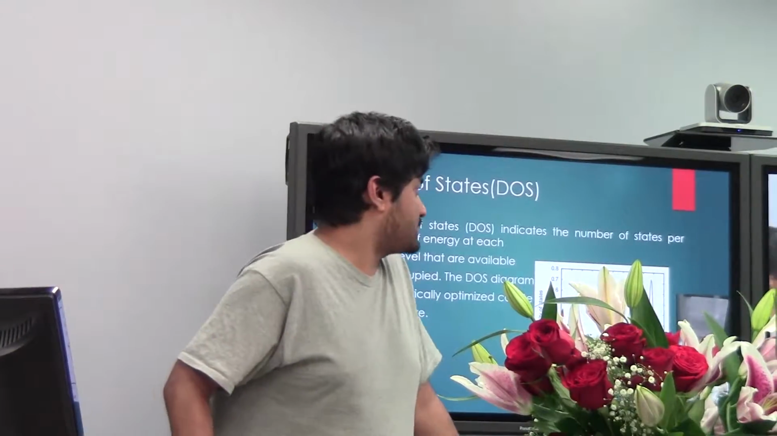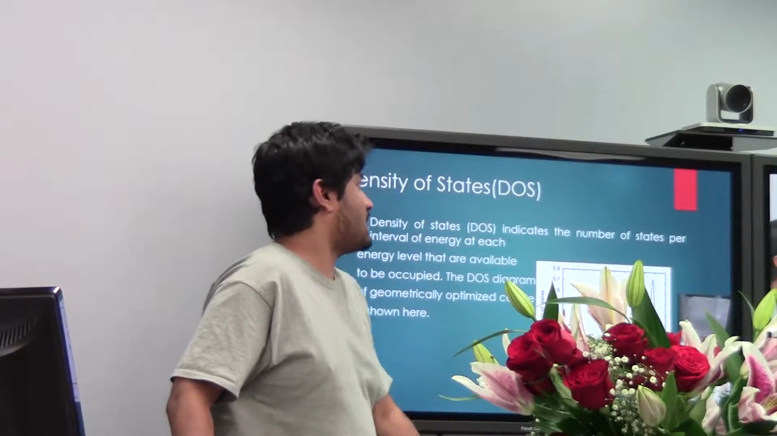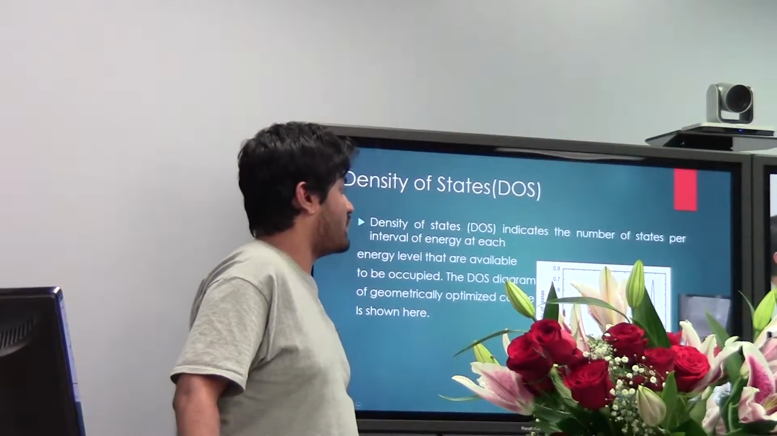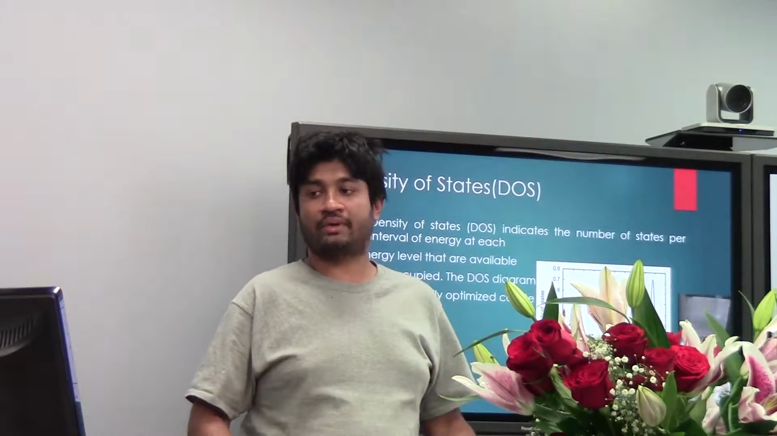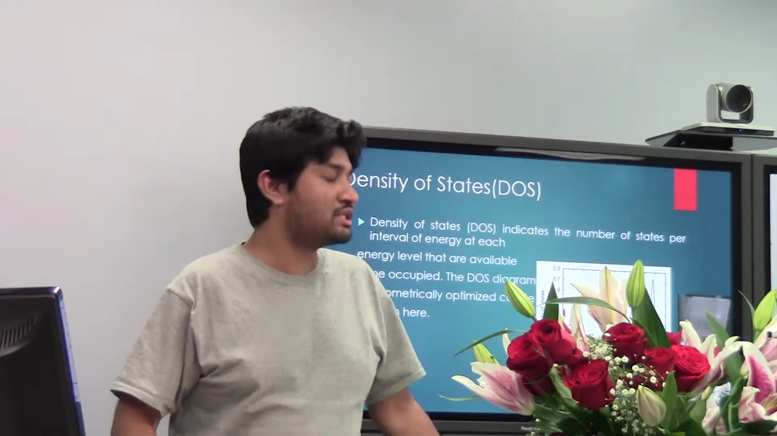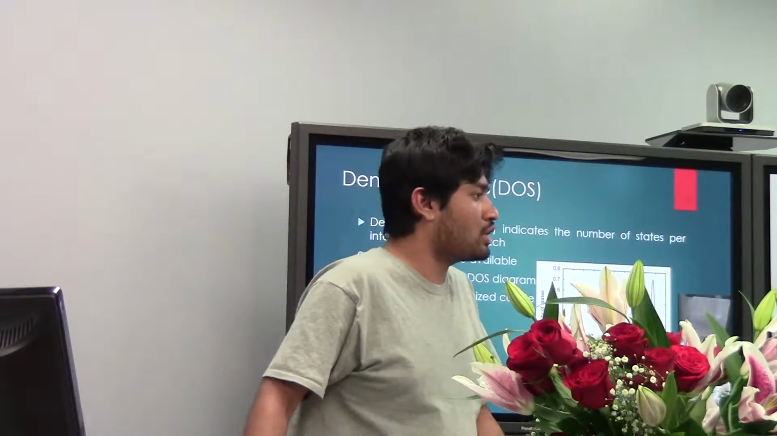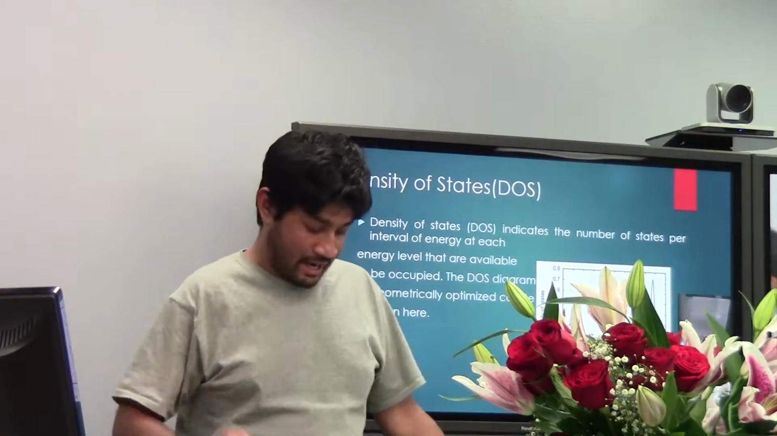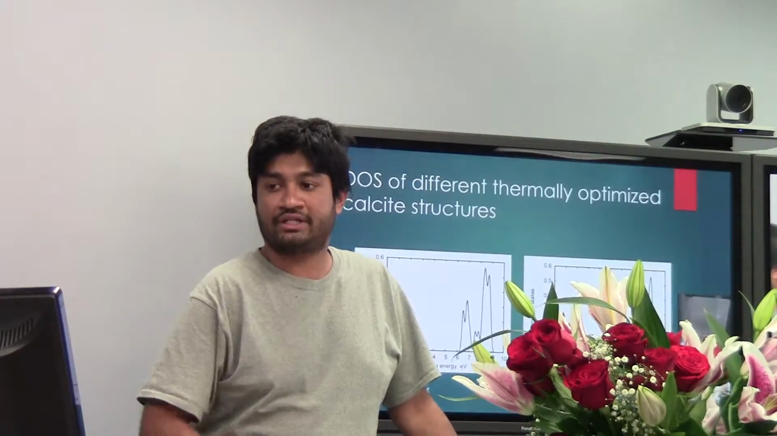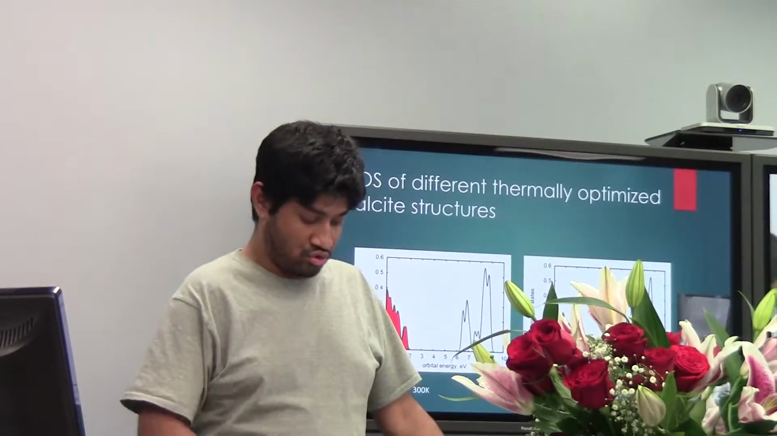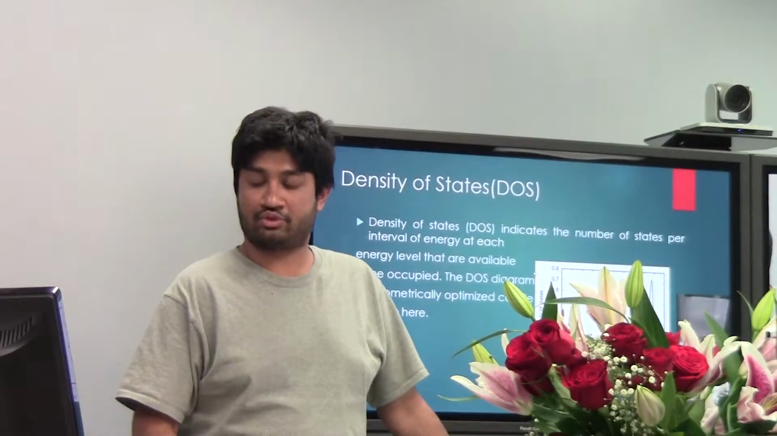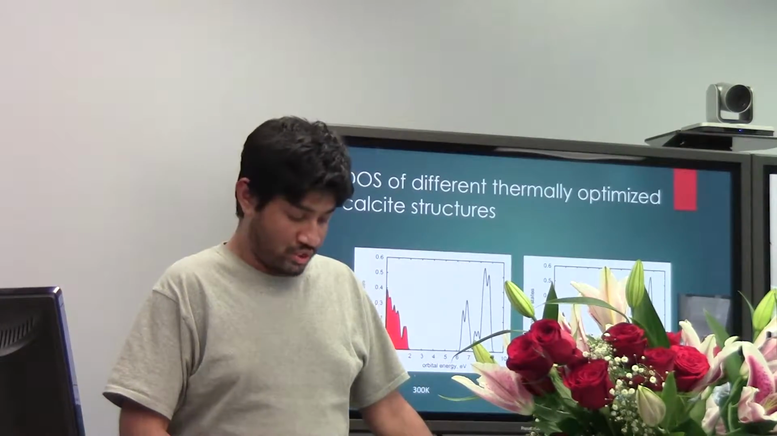So first, the density of states. Actually it indicates the number of states per interval of energy at each energy level that are available to be occupied. Here this is the DOS diagram of our geometrically optimized structure, and after running MD at different temperatures we got these DOS diagrams.